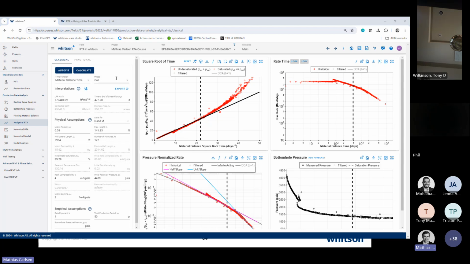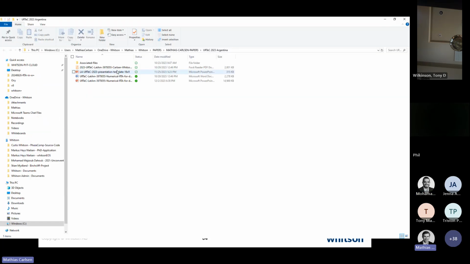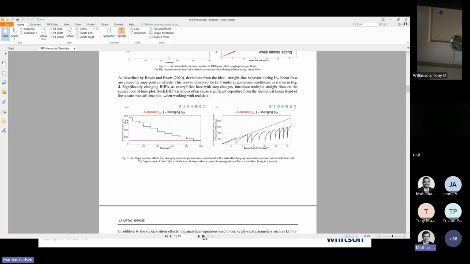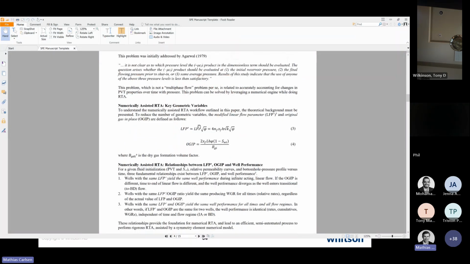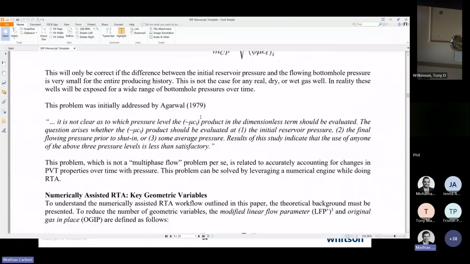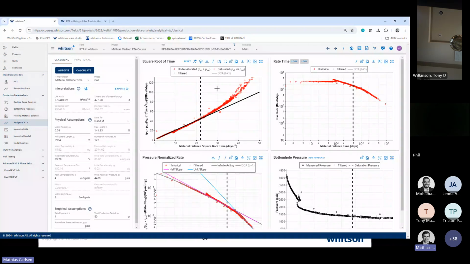Okay, we're good. Just before we leave this, I'll probably share this also, maybe as a follow-up. We wrote a little paper for URTeC Argentina last year about this for dry gas wells, and it has this really nice reference to Agarwal's paper in 1979, where this problem was discussed. This was for well testing, but it's the same thing for RTA. We use the PVT properties at initial reservoir conditions.